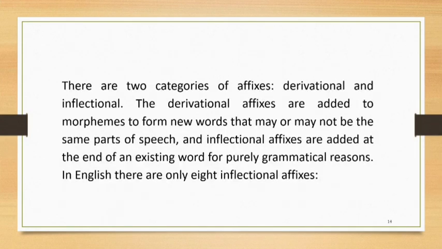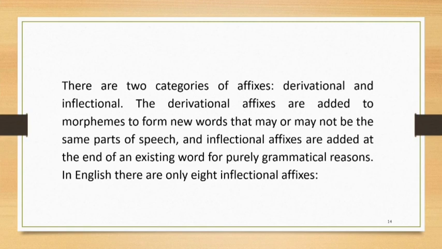There are 2 categories of affixes: derivational and inflectional. The derivational affixes are added to morphemes to form new words that may or may not be the same parts of speech, that we just saw, like unmindful and all. And inflectional affixes are added at the end of an existing word. Remember, inflectional affixes are added at the end of an existing word for purely grammatical reasons.